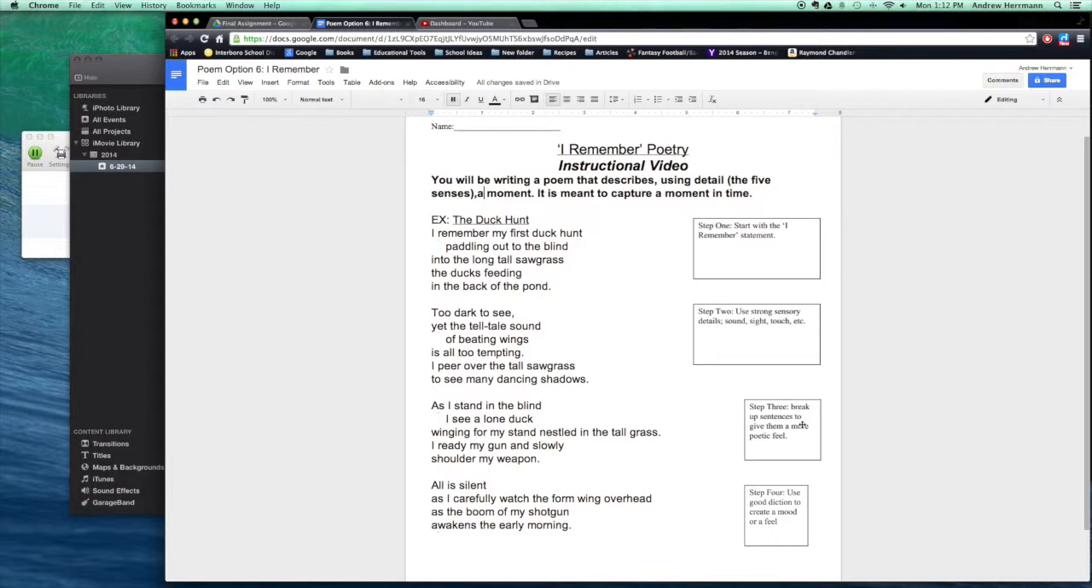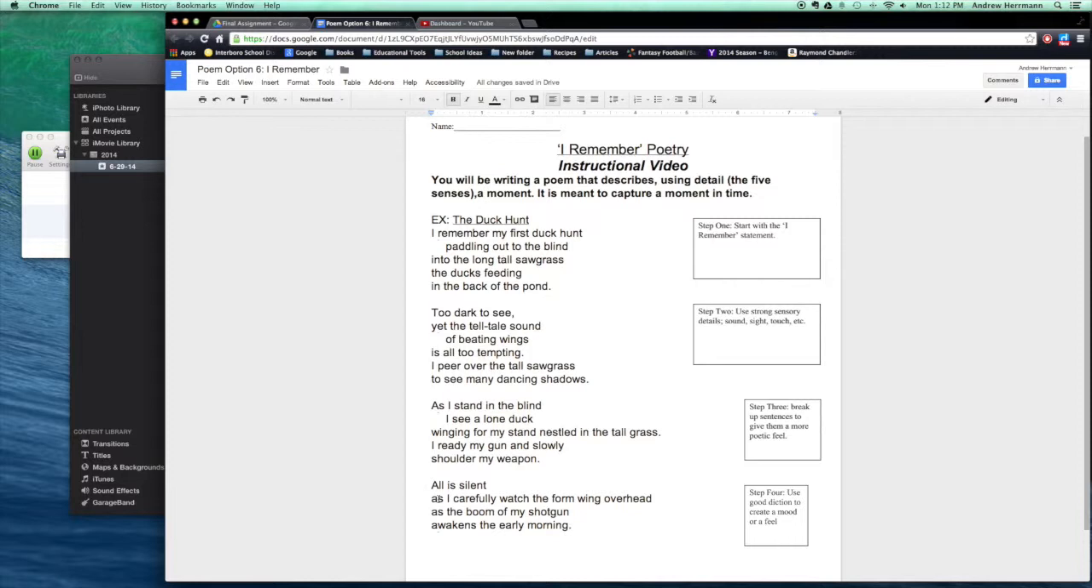Step 3, break up the sentences to give them a more poetic feel, just like I taught you before. As I stand in the blind, I see a lone duck, winging from my stand nestled in tall grass. I ready my gun and slowly shoulder my weapon. A little suspense there. Step 4, use good diction to create a mood or a feeling.